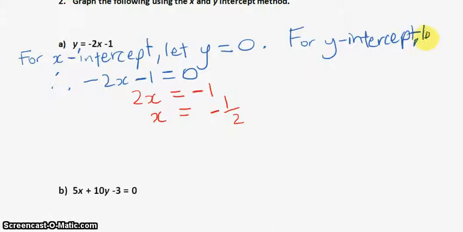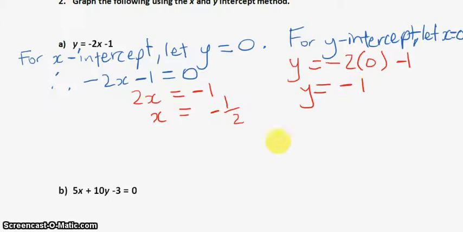Okay, so I'm going to be letting x be 0, and basically this time I'm going y equals minus 2 times 0 minus 1, so y is equal to minus 1. Once you've done that, you're then ready to make your graph.